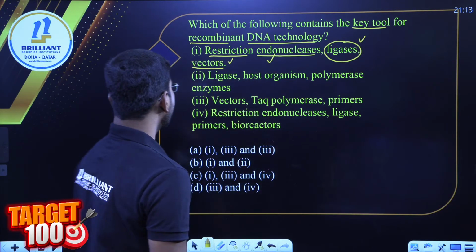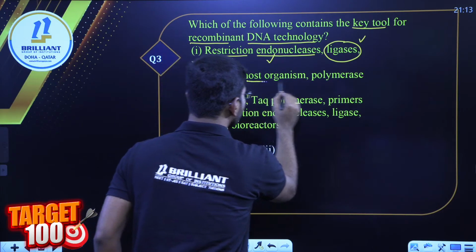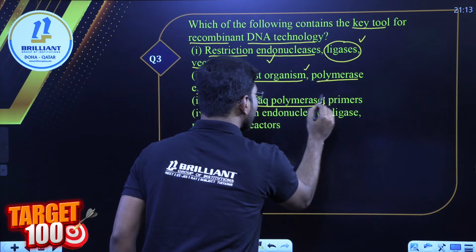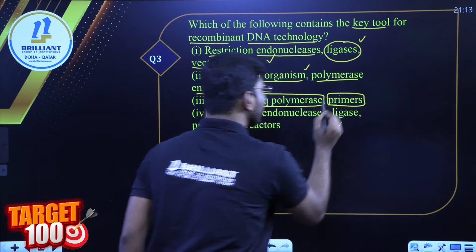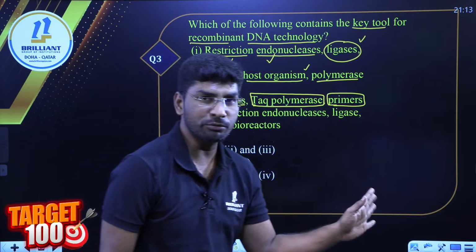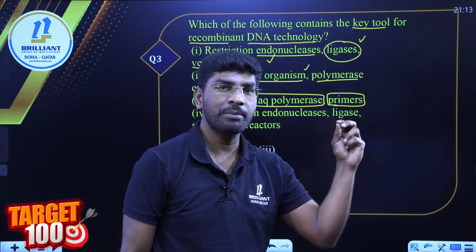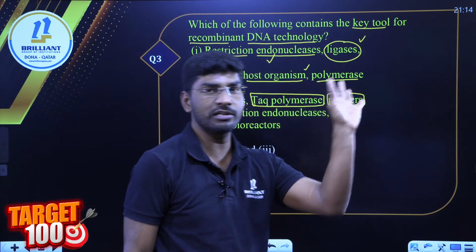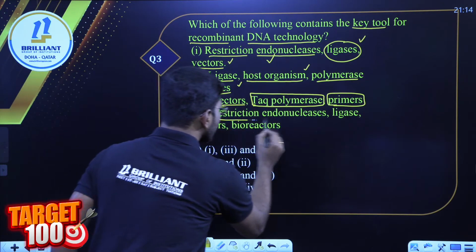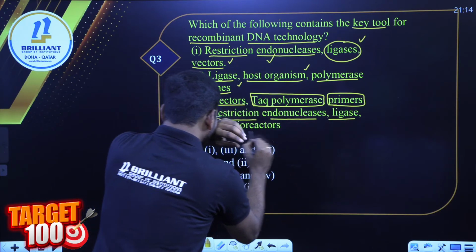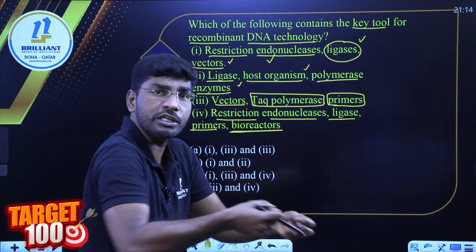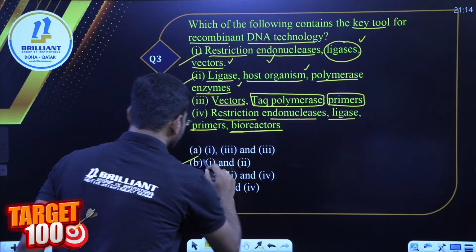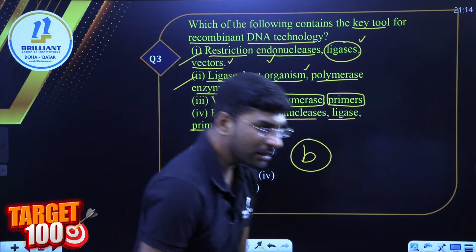Host, remember. So the first option is correct. Ligase enzyme correct. Host organism also correct. Polymerase enzyme also correct. Vector, Taq polymerase enzyme, and primers. Primers are not part of the key tools, so leave it. Primers are single-stranded RNA molecules; I will tell you a little later when the question comes. Next, restriction endonuclease enzyme, ligase enzyme, and bioreactor. Bioreactor is not a key tool of biotechnology, so leave it. The right answer is the first one and also the second one, so option B. Am I clear? Very good.